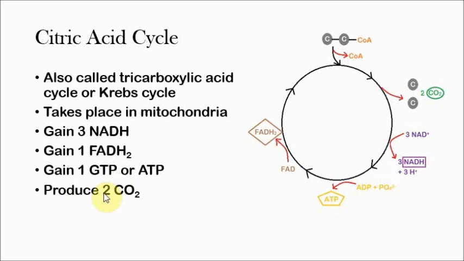GTP is actually a very similar compound to ATP. It's a guanosine triphosphate instead of adenosine triphosphate, and the only real difference is a little nitrogenous base on the end. And oftentimes the GTP will actually be used to form ATP, so you really don't need to worry about it at all.